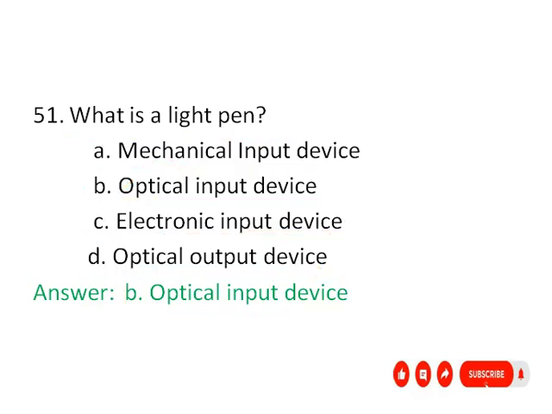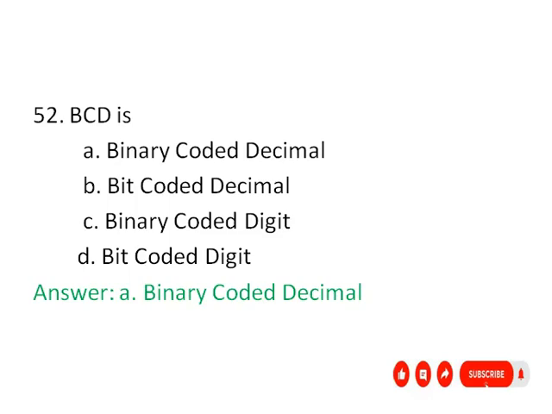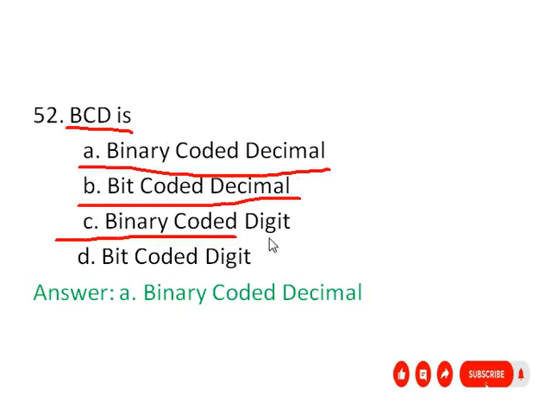Our next question, BCD is, given options are A. Binary coded decimal, B. Bit coded decimal, C. Binary coded digit, D. Bit coded digit. So our correct answer is option A. Binary coded decimal.